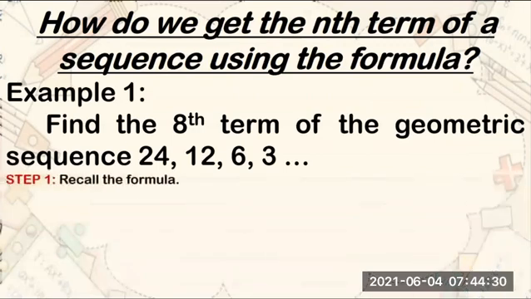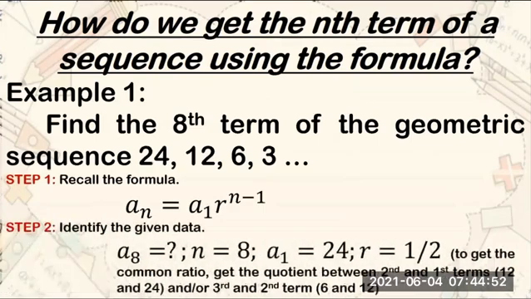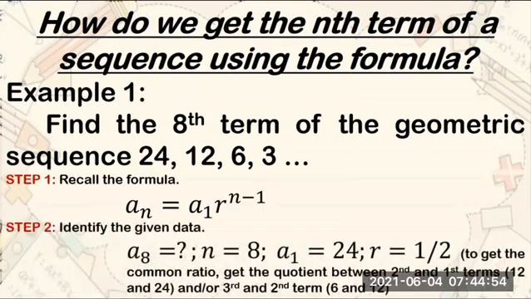So ang kinaiba lang sa step number 1, sa pag-recall natin ng formula, ang formula gagamitin natin ay a sub n is equal to a sub 1 times r raised to n minus 1. Kasi ang given problem natin is a geometric sequence na. So identify natin kung ano yung given dun sa ating problem. For step number 2, find the 8th term.